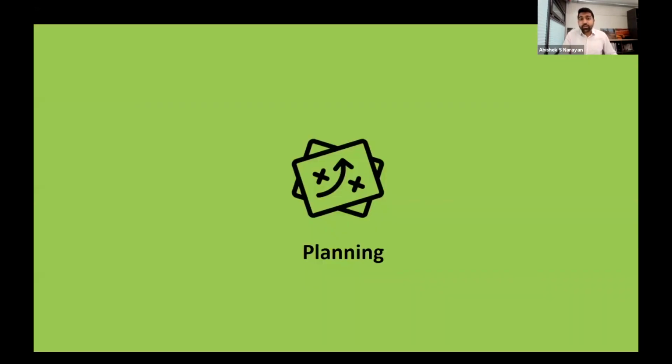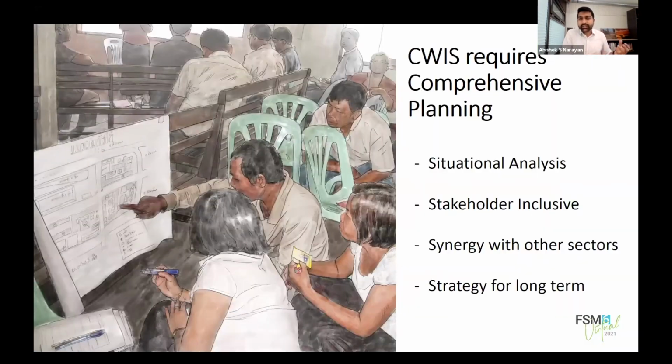And now, in terms of planning, you kind of found that citywide inclusive sanitation means multiple complex things, and for which you need comprehensive planning. So here are the 4S pillars of comprehensive planning, which are doing detailed situation analysis, stakeholder-inclusive planning, synergy with not just the sanitation sector, but also thinking about the water sector, solid waste sector, and so on. And finally, thinking long-term and taking incremental steps.